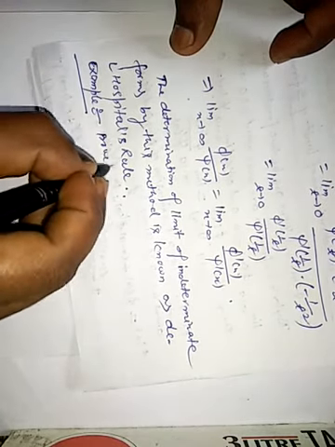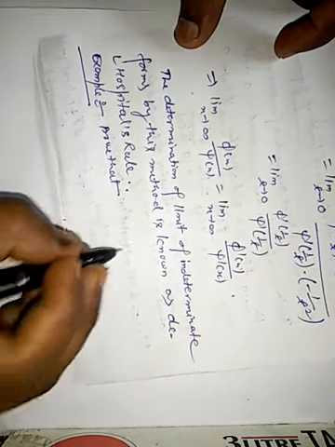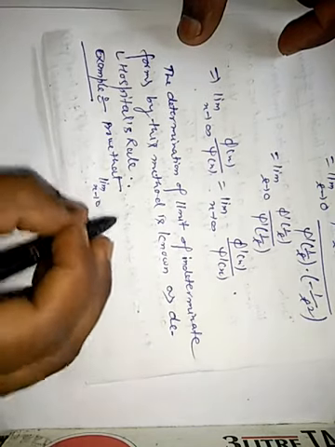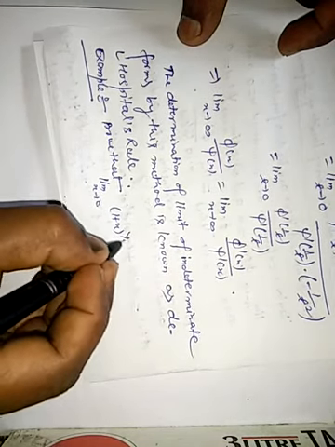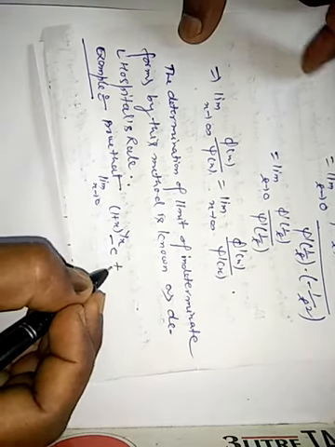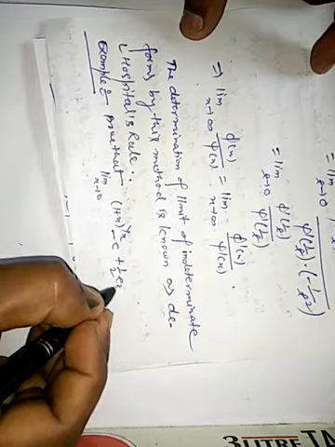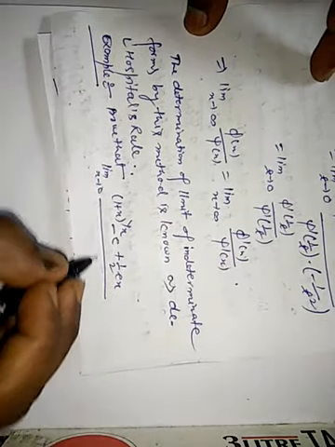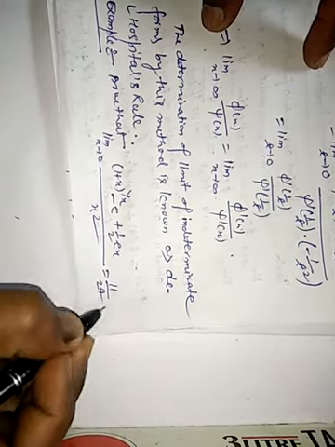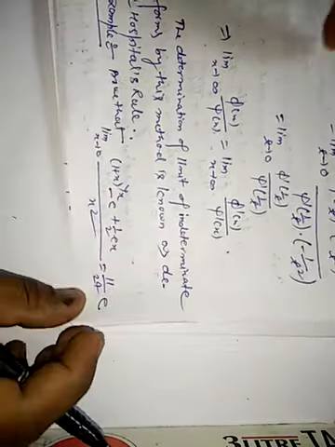Prove that limit x tends to 0 of 1 plus x to the power 1 by x minus e plus half e x upon x square is equal to 11 by 24 e. Solution.